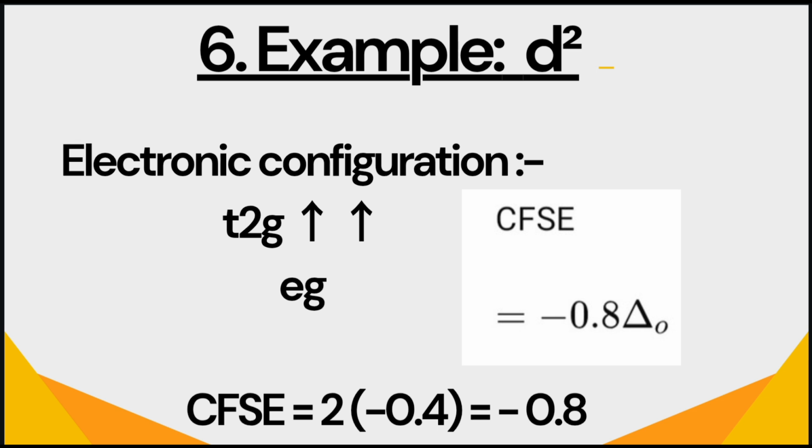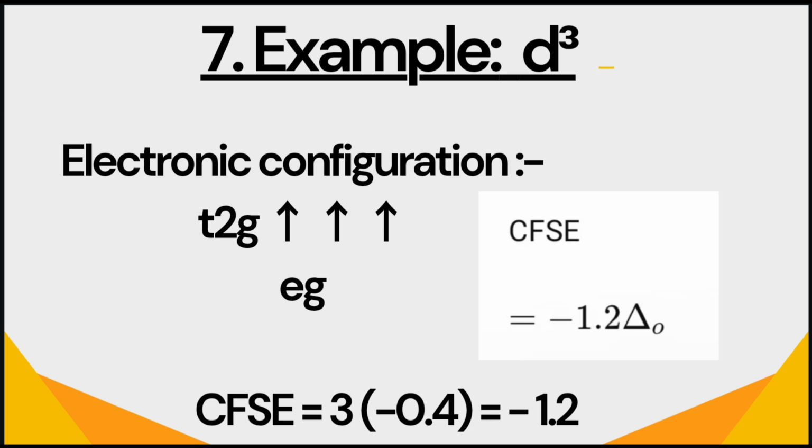For d2, electronic configuration is t2g2 eg0, we have to fill electrons in T2g orbitals. The two electrons are present. So CFSE is equal to 2 into minus 0.4, that is minus 0.8 delta naught. Now we'll see another example, d3. For that, electronic configuration is t2g3 eg0, and 3 electrons are filled in T2g orbital. So CFSE is equal to 3 into minus 0.4, that equals minus 1.2 delta naught.